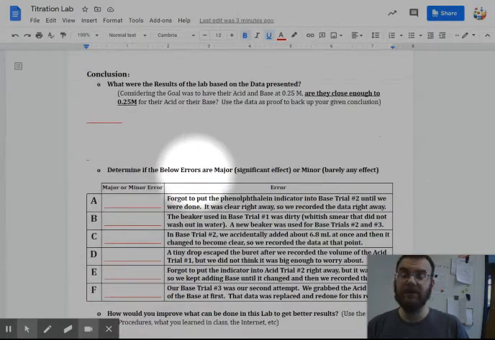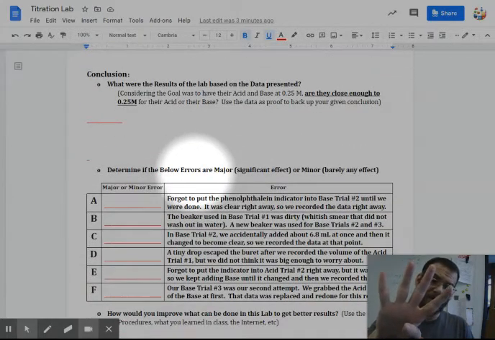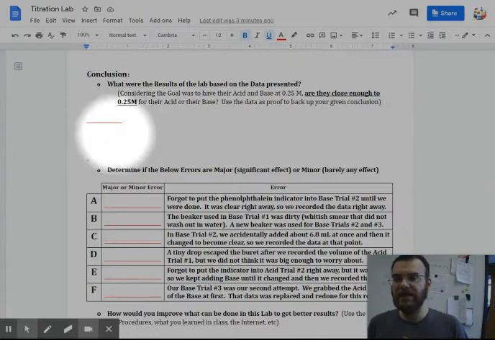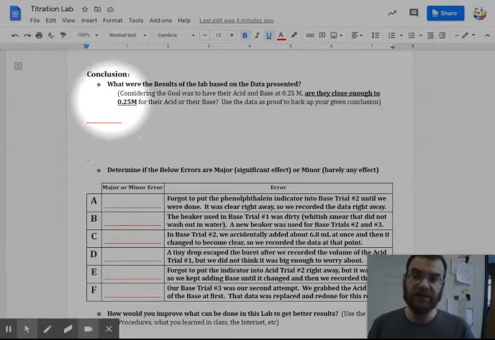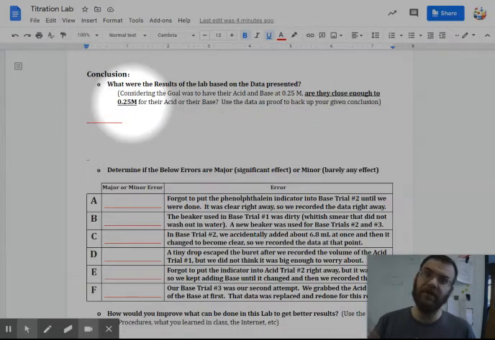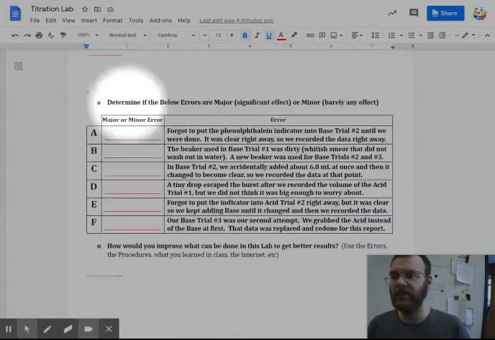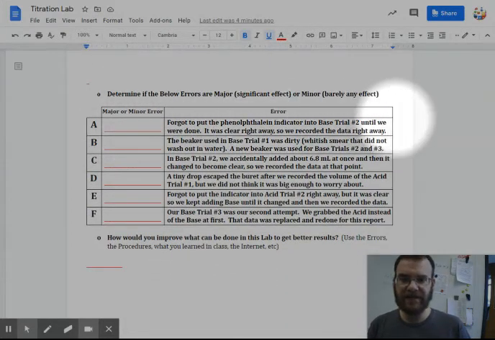So then you have the fourth and final part of this. So again, it was pre-lab, verifying the base, verifying the acid, and now we're at the conclusion. You need to figure out the results of their lab based on the data presented. So look at their data, look at all the math that was done, and then write a paragraph about did they do a good job, did they do a bad job, why not, provide data as evidence. I mean, did they get to that 0.25 molar? Were they close? Were they far away? Why?